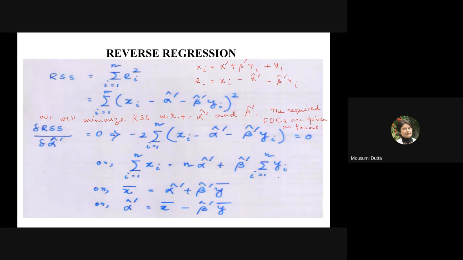And this is very, very similar, because the method is very similar. We are doing the OLS. We are doing everything the same. Okay. So earlier, in case of yi on xi, this is the structure. And here, alpha hat prime is x bar minus beta hat prime y bar. So this is the difference. They are very, very similar to each other.